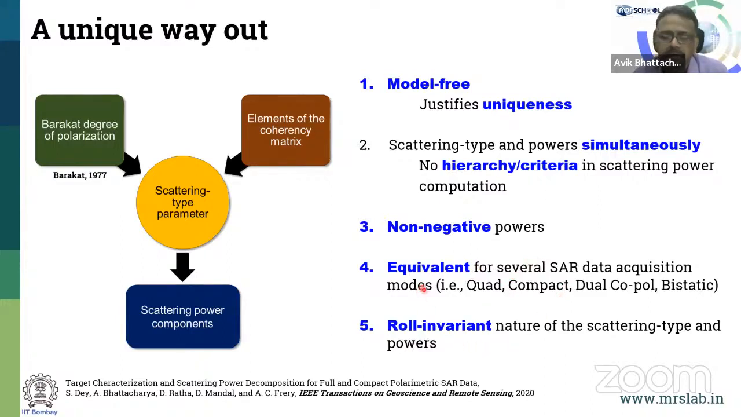It can be equivalently done for full-pol, compact-pol, and dual co-pol mode. That is for an HH-VV kind of mode, not HH-HV mode, but HH-VV kind of mode, like the TerraSAR-X kind of mode. And of course, the bistatic case can also be extended to that. This is equivalent for all of them. And they are all roll-invariant parameters, so you don't have to worry about that. By the mere construction, they are all roll-invariant scattering information.